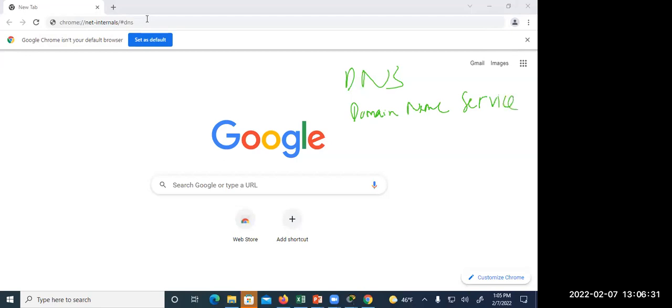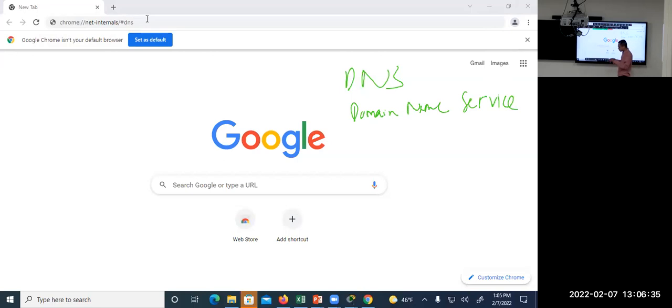Now the thing is, think about if you want to go to the web. Whenever you go to the web browser, you enter the World Wide Web address and go to google.com or cisco.com. In order to go to google.com or cisco.com, the computer has to know the IP address of google.com and the IP address of cisco.com.